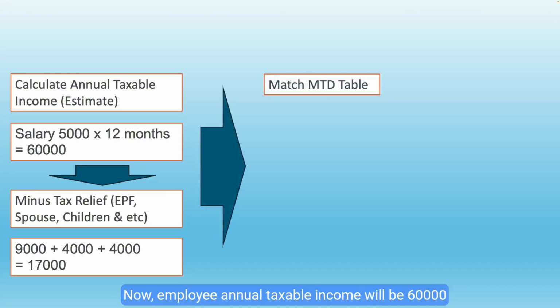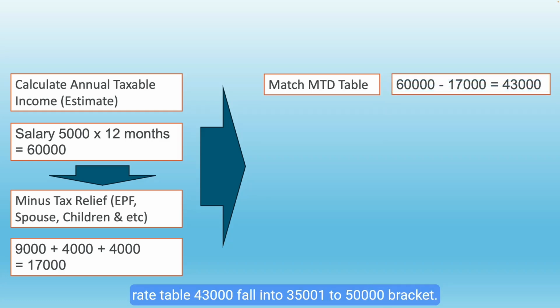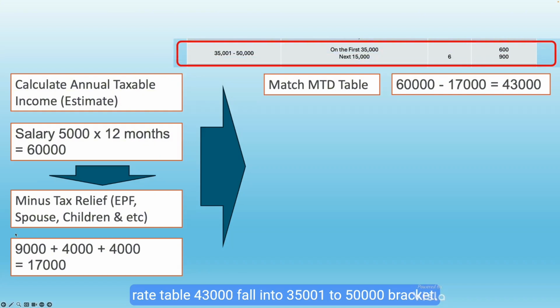Now, the employee's annual taxable income will be 60,000 minus 17,000, which becomes 43,000. We will refer to the tax rate table; 43,000 falls into the 35,001 to 50,000 bracket. With this, we can start to get the tax amount.